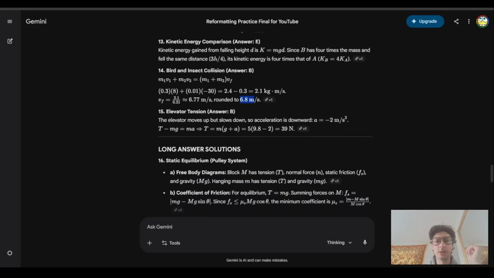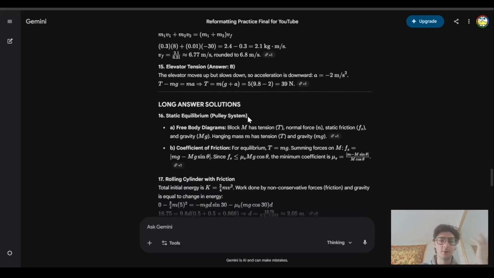Bird and insect, 6.8 meters. I think we got this correct. And then 39, we got this correct. So 5 incorrect out of 15, 10 out of 15. So 10 times 2, this is 20 marks on the multiple choice out of a total of 30. Not bad, I don't think. I don't know, we could have done better.